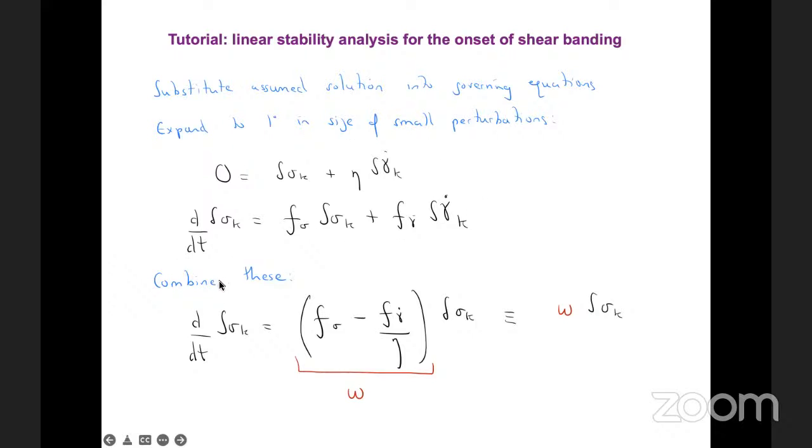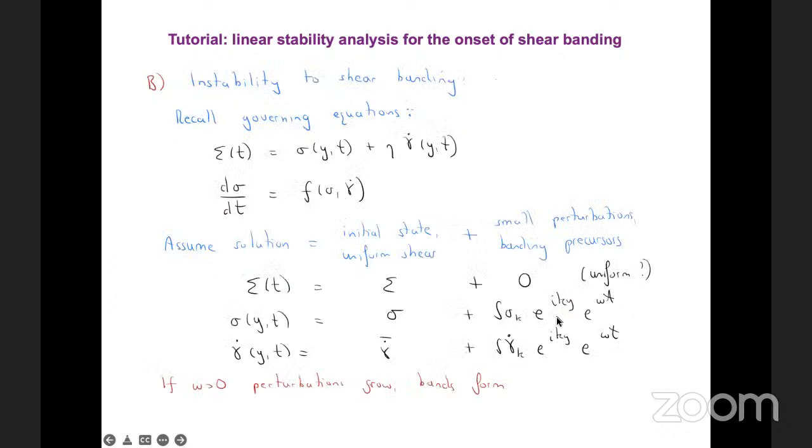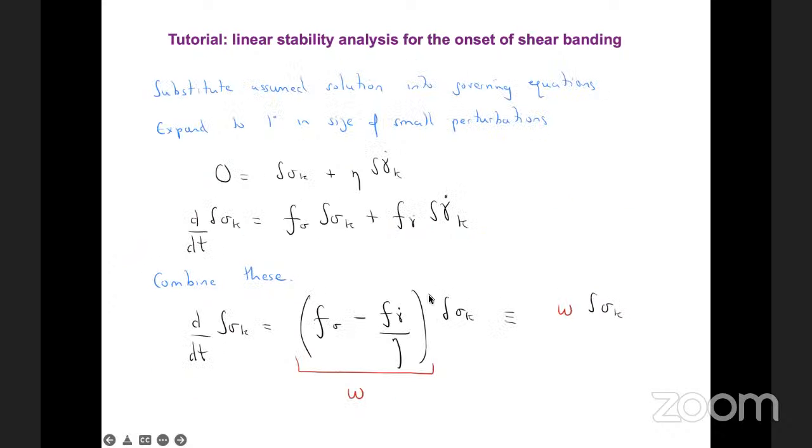We then simply combine these, and we get that d by dt of the perturbations to the viscoelastic stress, and of course, if the stress perturbations grow, the strain rate ones will too, is of the form of some eigenvalue, which is the thing that we want to calculate, multiplied by itself. So in other words, we're going to have exponential growth or decay according to whether omega here is positive or negative. And we know what omega is. It's f of sigma minus f of gamma dot divided by eta. We get that just from combining these two equations.